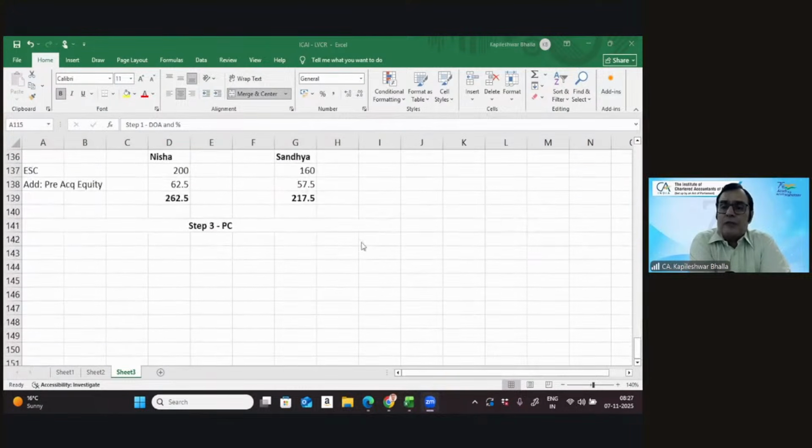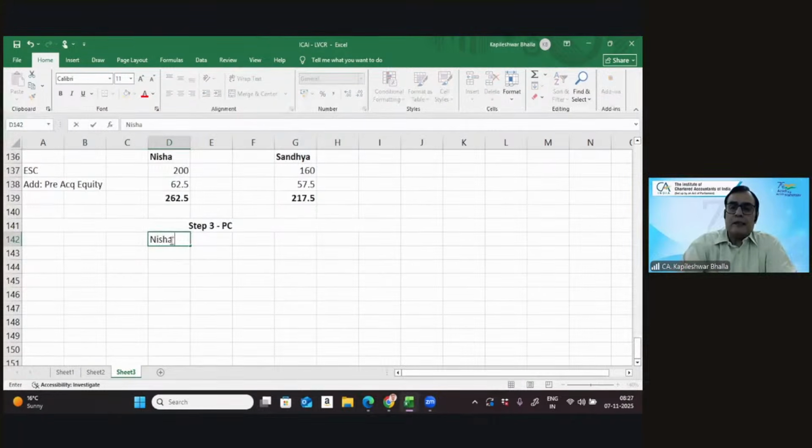Now with this we come to the purchase consideration. I am given the investment in Nisha and the investment in Sandhya. This is by Usha, and this is by Nisha. But we need to convert it into, can I say, by Usha. So this is what we need to do.